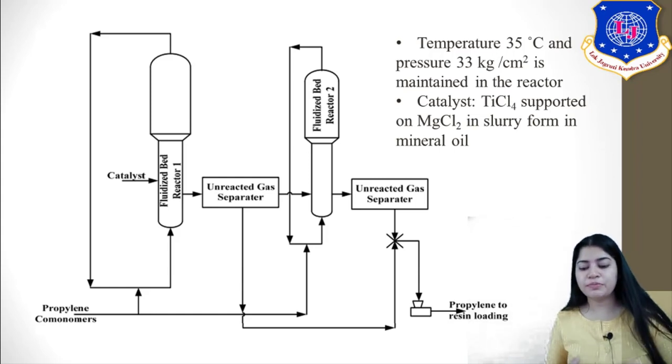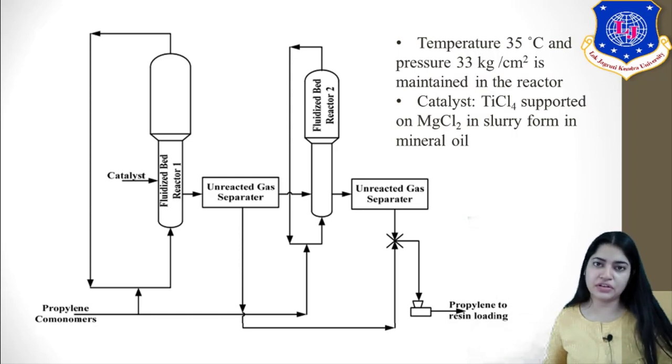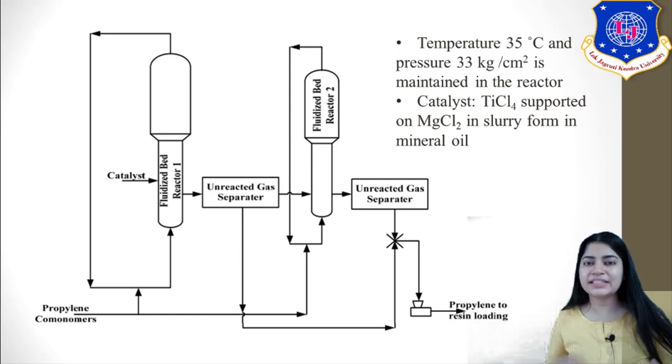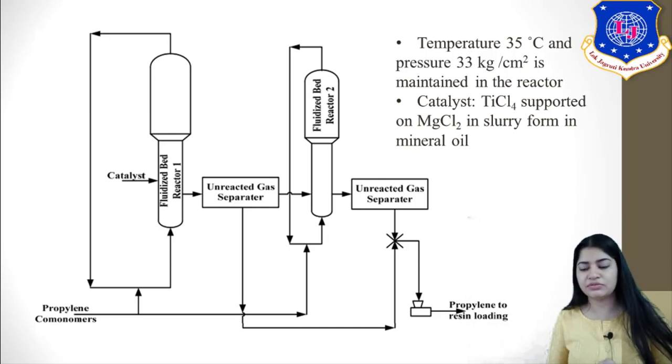Now the polypropylene goes to resin loading, where degassing will occur further and then it will be converted into pellet form. Degassing is generally done to remove the bubbles. So this was about the production of polypropylene.